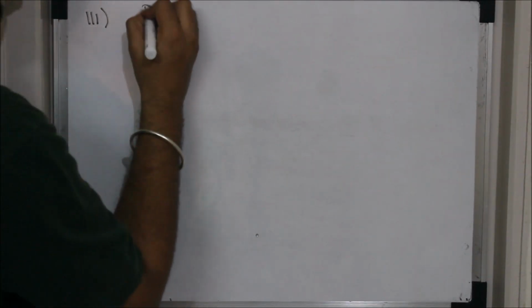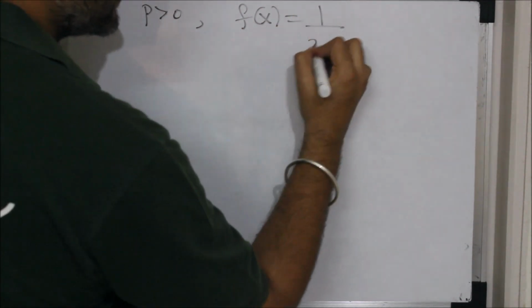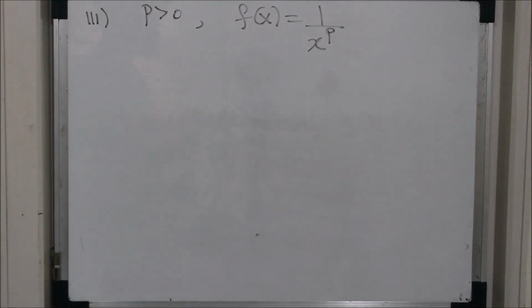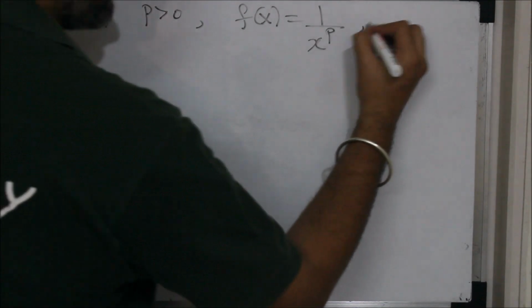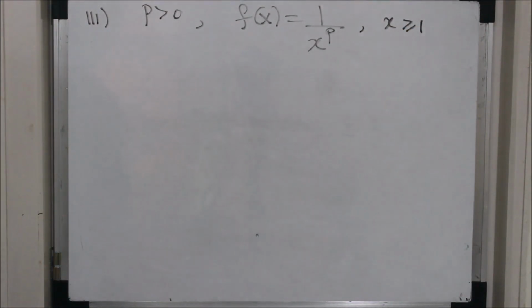So the only case left is case 3, p greater than 0. Now I will take the help of the integral test. Define the function f of x as 1 upon x raised to p. One can see that p is greater than 0, and my x is also greater than or equal to 1, because my series starts from n equal to 1. So my f of n is nothing but a_n.